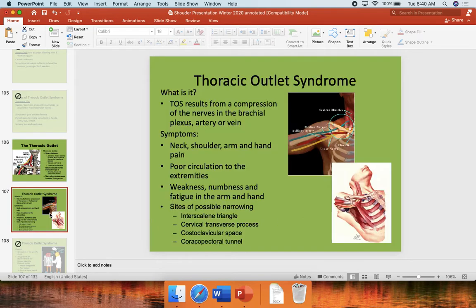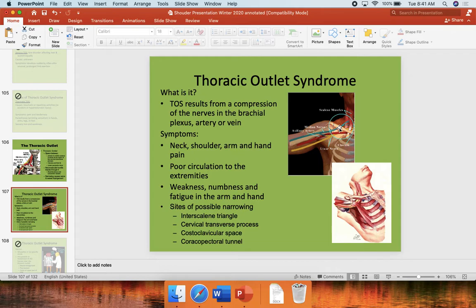So we'll look at a couple things associated with that. This is just getting a little bit more at what I was just talking about. What is it? Thoracic outlet syndrome results from compression of the nerves in the brachial plexus, artery, and or vein. The thing I want you to glean from a couple of these pictures here is sometimes thoracic outlet syndrome only occurs in specific movements or positions. So it's not something that is always omnipresent if a person has thoracic outlet syndrome.